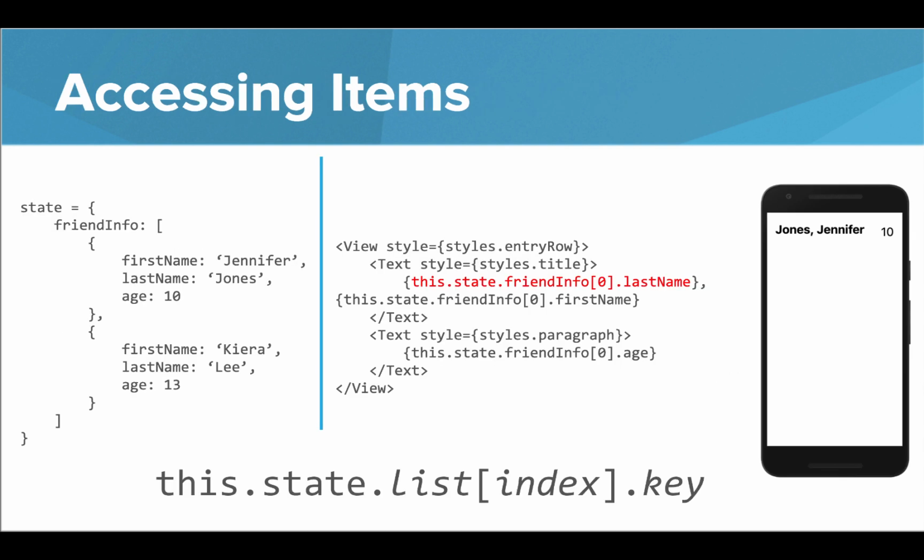We can access items in the list by using indexing and the key. For example, here, if we wanted to print the last name of the first friend in our friend_info list, we would write this.state.friend_info 0.lastname. To get the first name or age of the first object, we would use the same syntax with the new key. If we wanted to print a list of all of the friends in this array, though, this would quickly become a very long program. Thankfully, there is a method that we can use to shorten this process and our code.